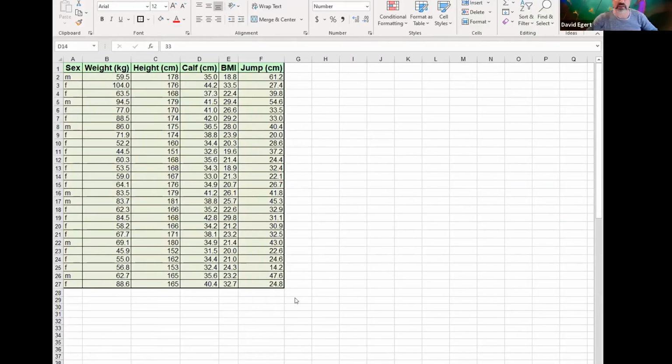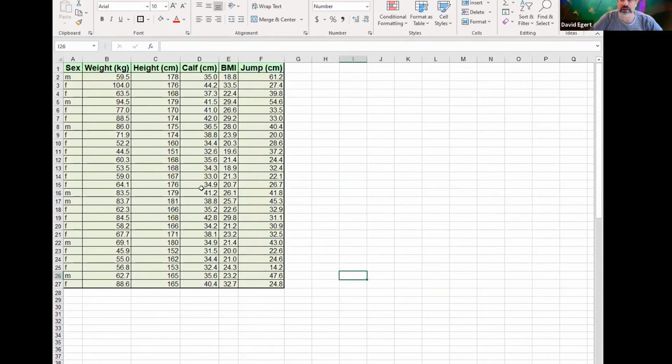So this is what the Excel spreadsheet looks like. And typically when you have a big list of things like this, you can just put the units at the top of the column. You don't put the units on every number. The assumption is everything here is kilograms. Everything here is centimeters. Everything here is centimeters. Everything here is centimeters. So this is my data.